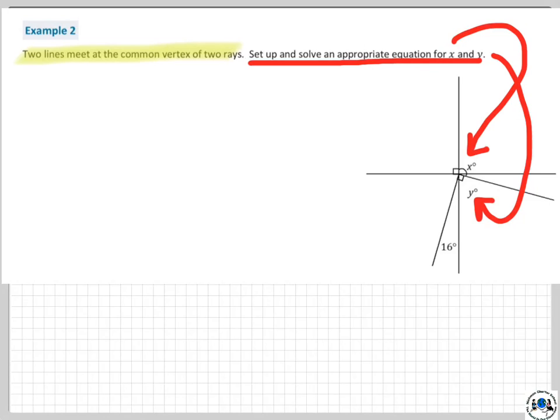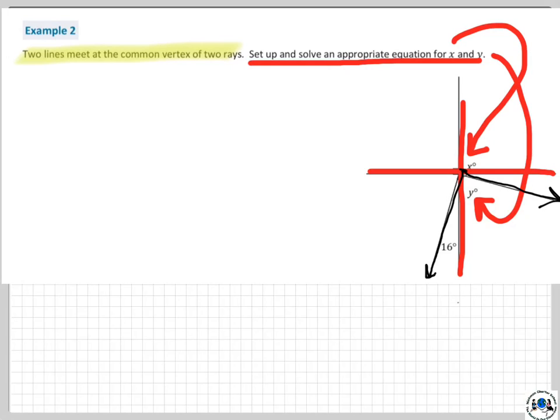Now, if we look at this here, before I go on to the rest, just to identify what we're looking at, here are our two lines. Here's our one line and another line. Now those two lines meet at a common vertex of two rays. Now here are the rays right here. That's a ray. It should actually have arrows at the end of it. And there's the vertex of the two rays.